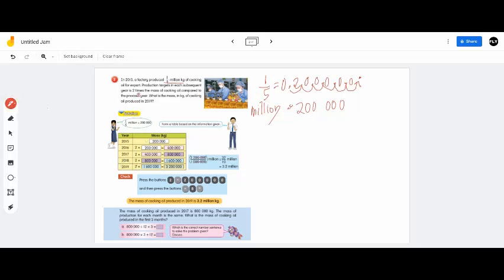Look at it. Okay. What is the mass of cooking oil produced in 2019, which is what we want? So 2 times the previous year, which is 1,600,000 equals to 3,200,000. So your answer would be 3,200,000 kg. But in the textbook, they convert it to decimal million.